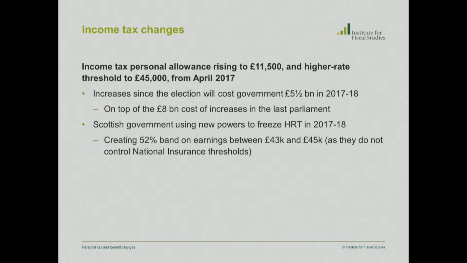One kind of perhaps niche but potentially significant point is that the Scottish Government is using its new powers to freeze the higher rate threshold at £43,000 in April. That's the first time there'll be a divergence in the income tax schedule between Scotland and the rest of the UK. But it's worth noting that because the Scottish Government doesn't control national insurance rules, that's going to create a £2,000 band of earnings where 52% is the marginal rate, because you're paying 12% of NICs and the higher rate of income tax. And that could get bigger, that band, if the UK government keeps the Conservative manifesto promise of a £50,000 personal allowance, and the Scottish Government just lets the high rate threshold rise in line with inflation.